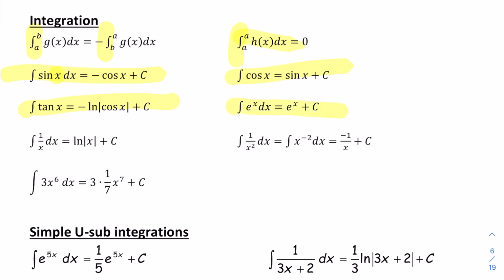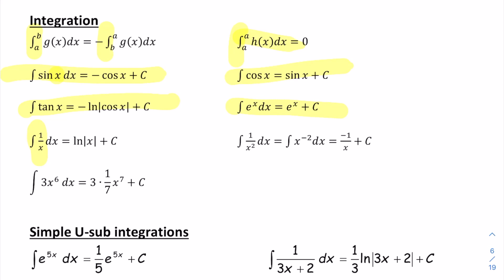Again, e to the x is just going to be e to the x. It's just the same as the derivative. Derivative of e to the x is e to the x. Antiderivative of e to the x, e to the x. Your special one, when you have 1 over x, this one shows up a lot. It is going to be your natural log of the absolute value of x. You need the absolute value so that the domains match up.